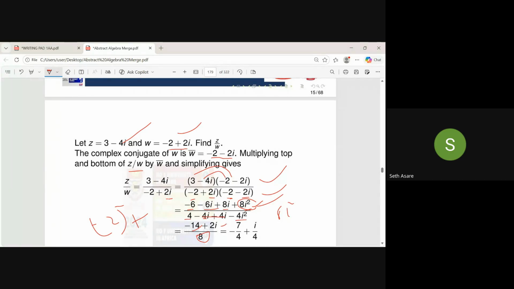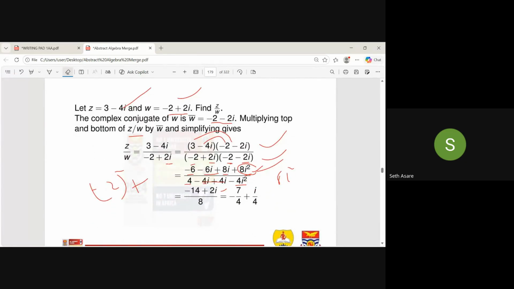So in short, now I want to write it as a complex number, the real part and the imaginary part. So I'll have negative 14 over 8, which will reduce to negative 7 over 4, plus 2i over 8, which will also give me i over 4. And I have done justice to what I've been asked to do. Are we clear?